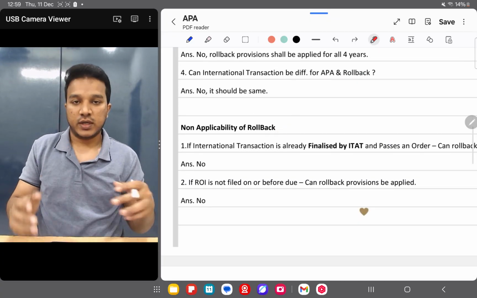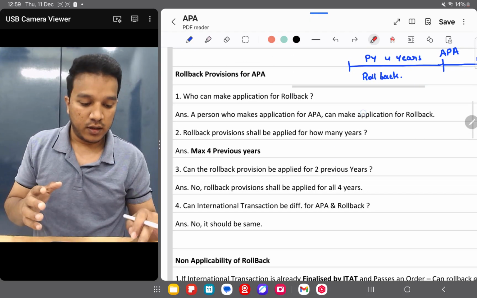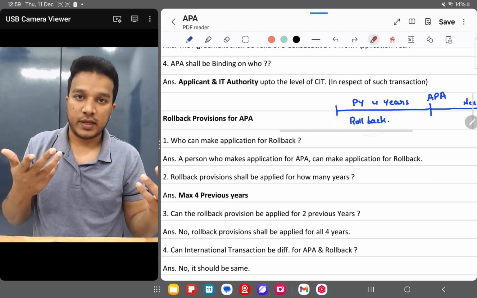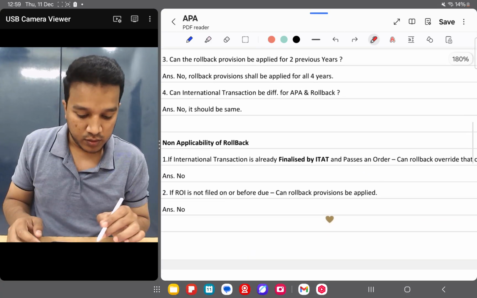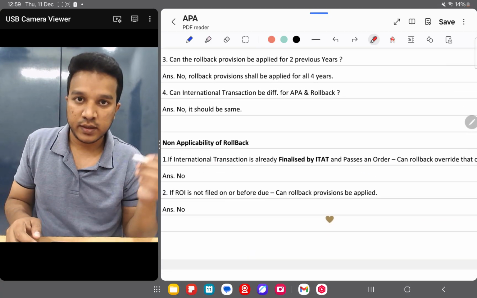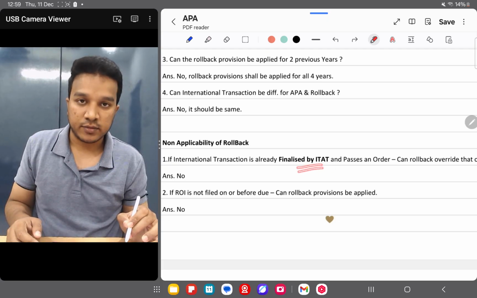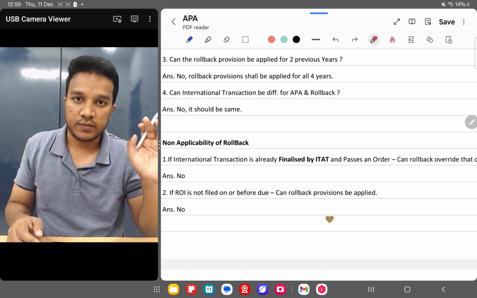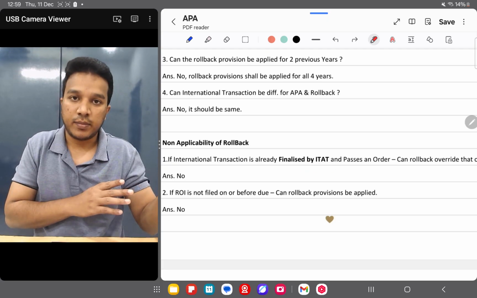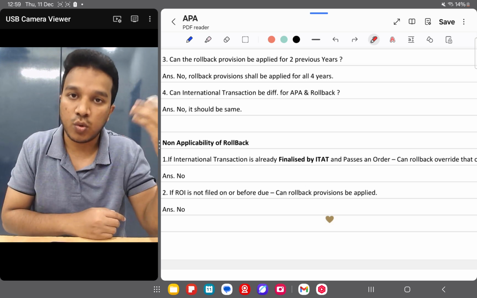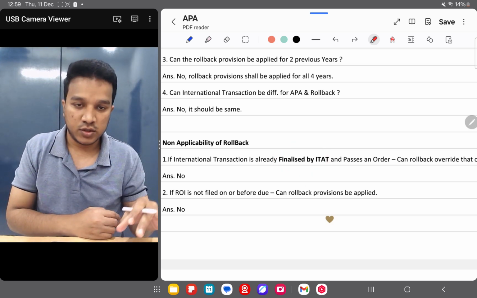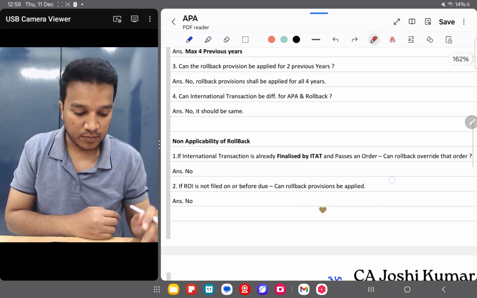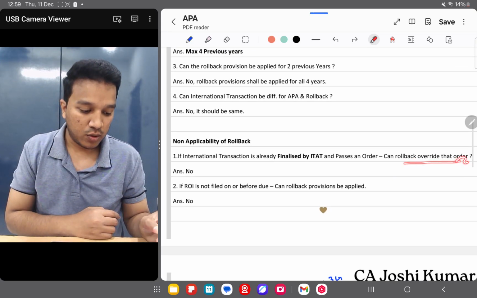Non-applicability of rollback. There are certain situations where rollback is not applicable. What are those situations? This international transaction price is being finalized by ITAT, meaning ITAT has already passed the order. Now you cannot enter into APA, and this APA will not override it. Once it is finalized by ITAT, close. So the rollback provisions do not apply. Can rollback override that order?